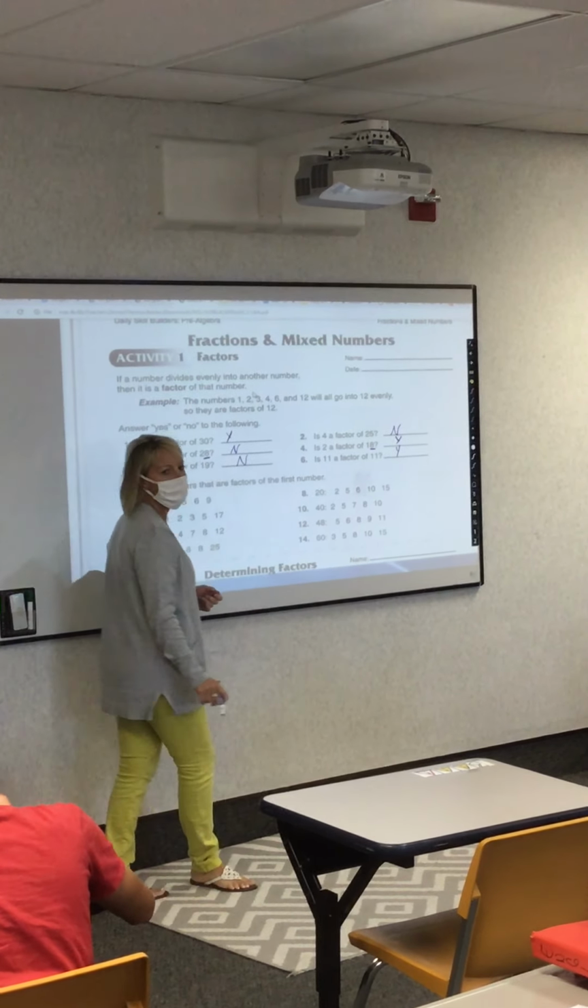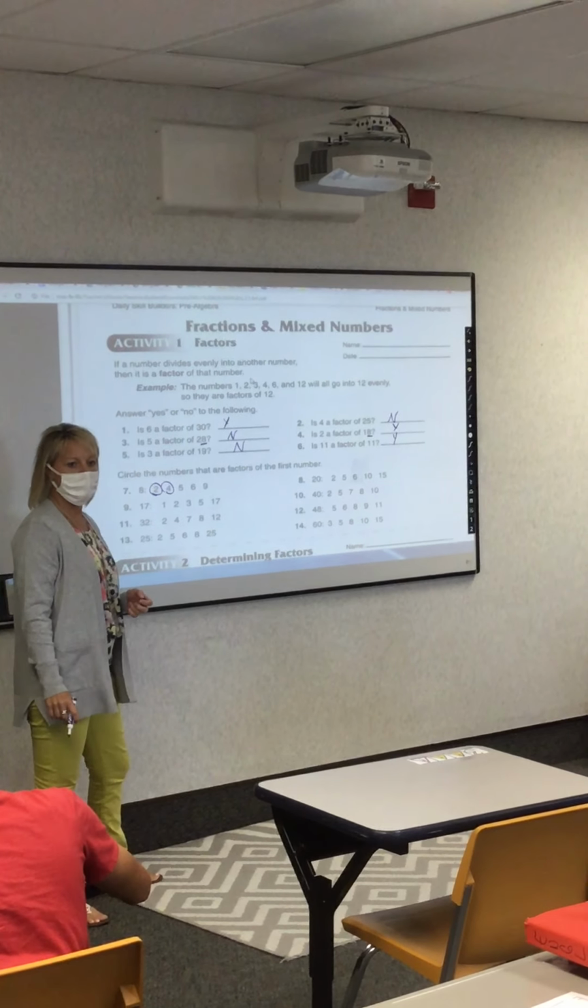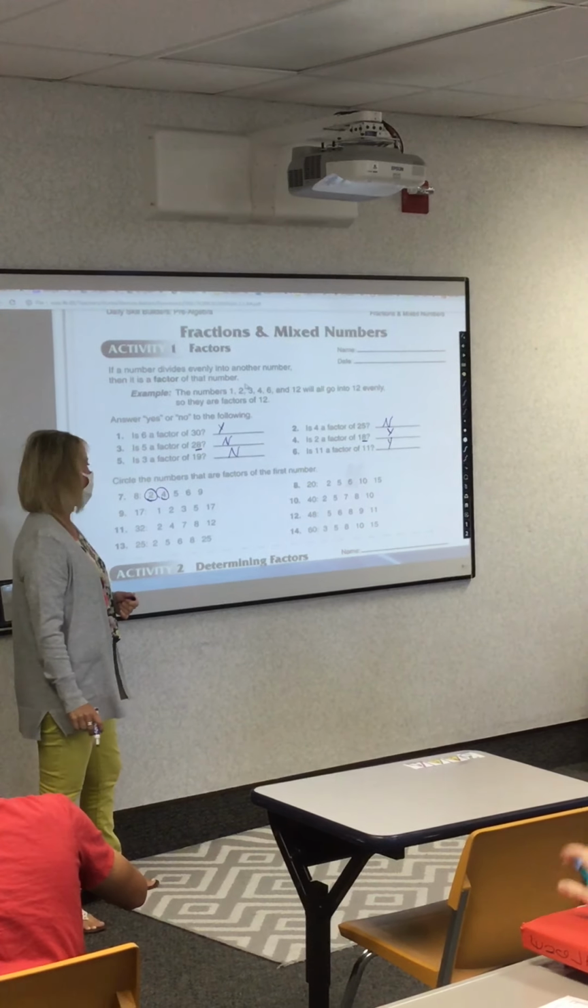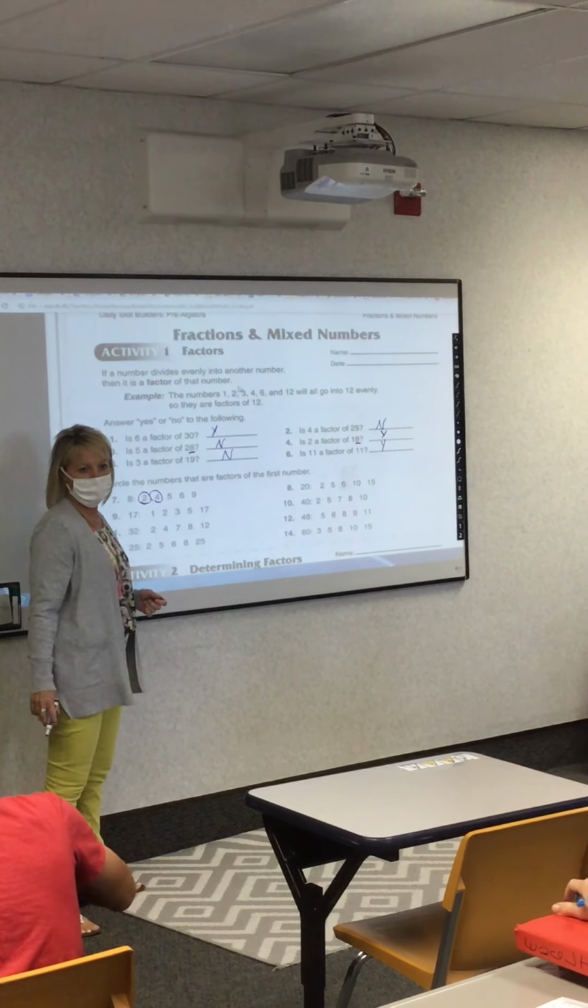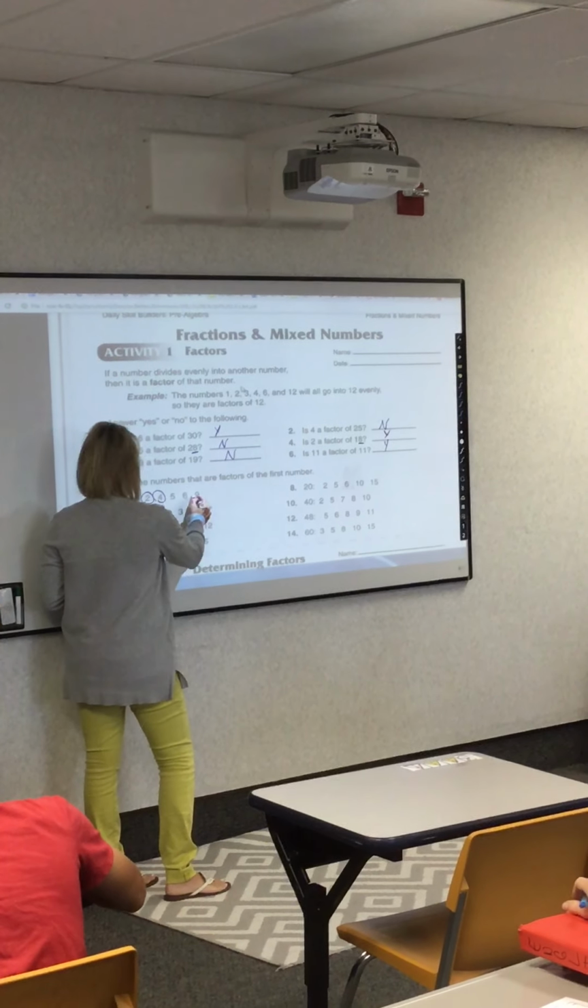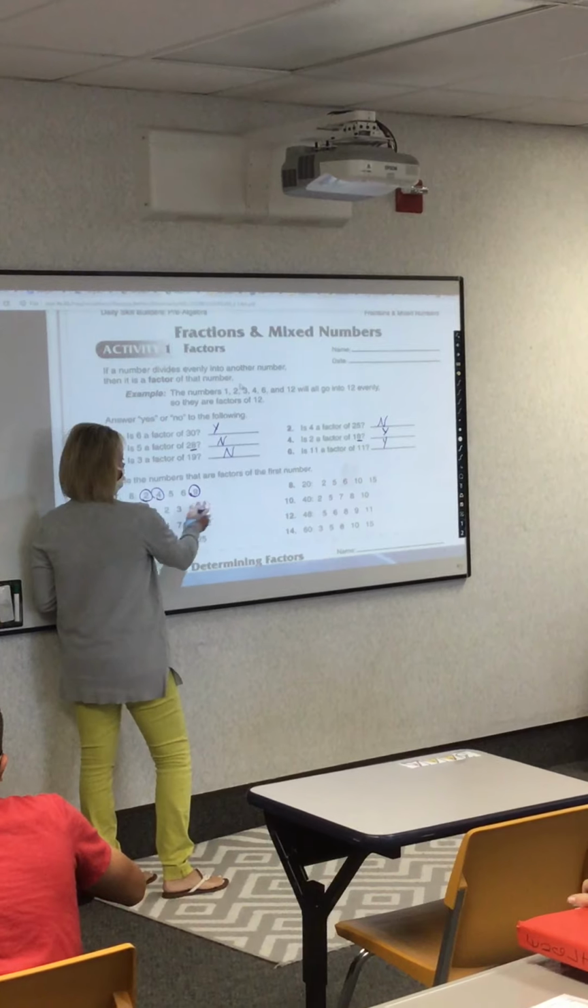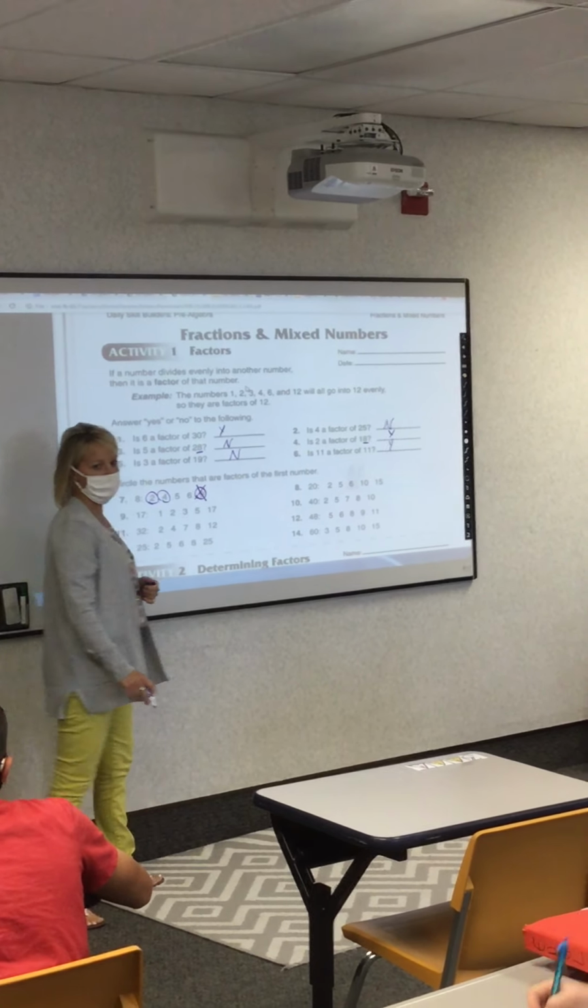What if you got one right, but I missed one? Then just circle it. And let's say I circled 9, and that's not a factor. I just put an X through that, that's all.